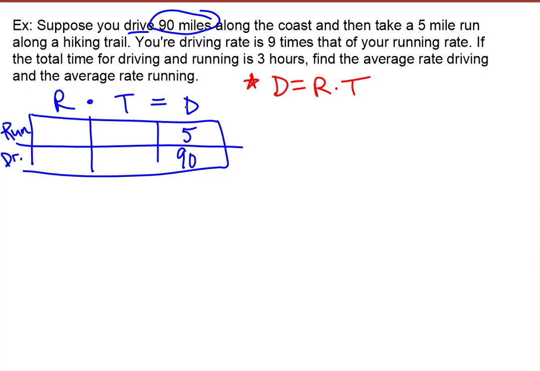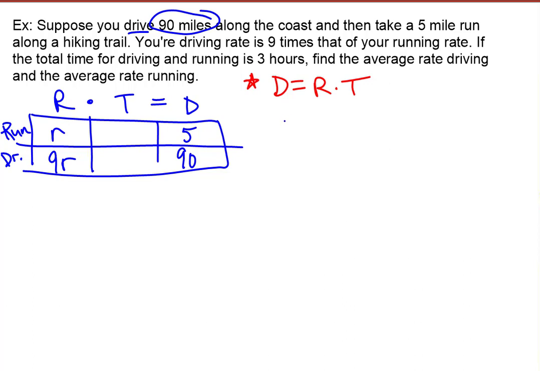Let's keep reading. Your driving rate is 9 times that of your running rate. Okay, so for the rate column in this chart, we have to turn that sentence into some kind of variable expressions to put here. So think, if your driving rate is 9 times that of your running rate, we could use R for the running rate, or you could use X or whatever else you'd like, but 9 times it would be driving, so we could say 9R for the driving rate.